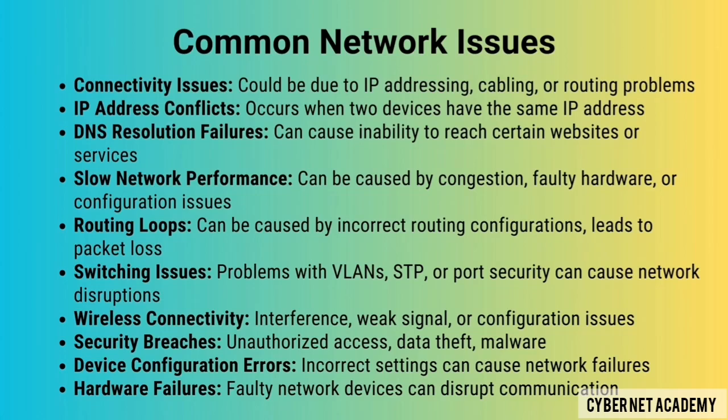Routing loops, often caused by incorrect routing configurations, can lead to severe packet loss and network instability. In switched networks, issues with VLANs, spanning tree protocol, or port security can cause unexpected behavior or network outages. Wireless connectivity problems frequently involve interference from other devices, weak signals due to distance or obstacles, or misconfigured access points. Security breaches, including unauthorized access attempts, malware infections, or data theft, require immediate attention and remediation.